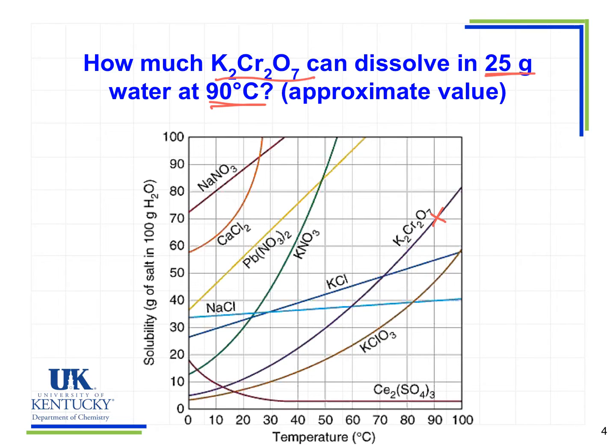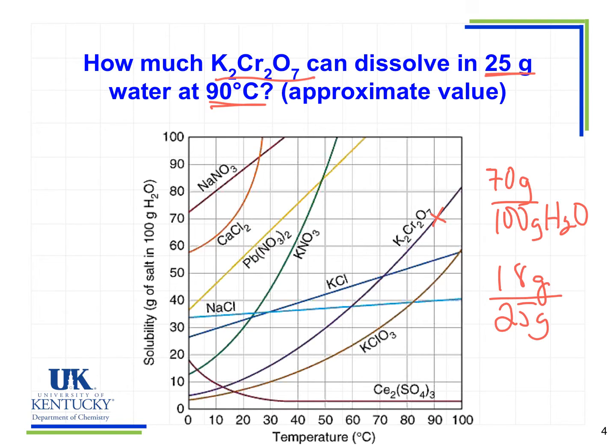Now we look at this and say, okay, this is the amount. It's about 70 grams of the compound, but that's in 100 grams of water. And we don't have 100 grams of water, we have 25 grams of water. So to find the amount, 100 divided by 25 is 4, so we also need to divide 70 by 4. We get about 17 and a half, so we'll round that to 18 grams of K2Cr2O7 will dissolve in 25 grams of water.